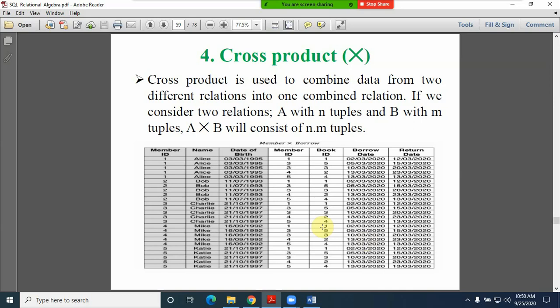Now if you observe this particular point, friends, we are getting the information from member and borrow. The member details are member ID, name of the member, date of birth. This is from the first table, and the borrow table contains member ID, borrow book ID, borrow date and return date. Now what we are doing is just mapping the records. Whatever records I have, all of them are mapped with each and every record in the second table also. So that's where the repetitions are, friends, because the first record is mapped with the first record, second, third, like that.